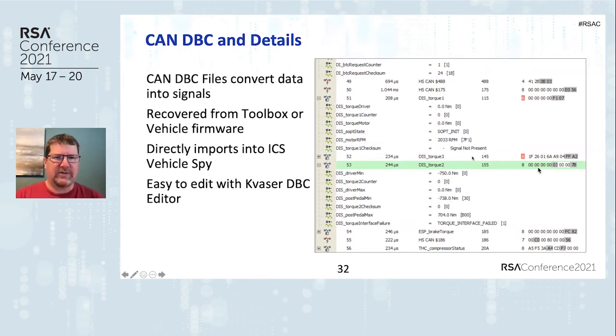So here we have some drive inverter. The DIS and DI are the modules for the drive inverter and the front drive inverter. The DBC files I was directly able to import into Vehicle Spy. That's what you see in the screenshot here. And then you're able to edit it with something like the Kvaser DBC editor, a free version that allows you to edit those DBC files and add additional or modify values.